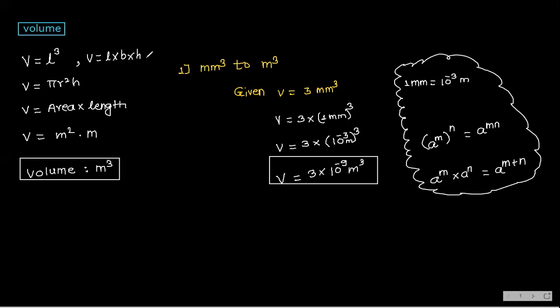In case of a brick, whether it is kept horizontal or vertical, we use this formula only: V is equal to LBH. For all these types of formulas, the unit is meter cube. And first we have learned how to convert millimeter cube to meter cube. Is that clear? Any doubt?